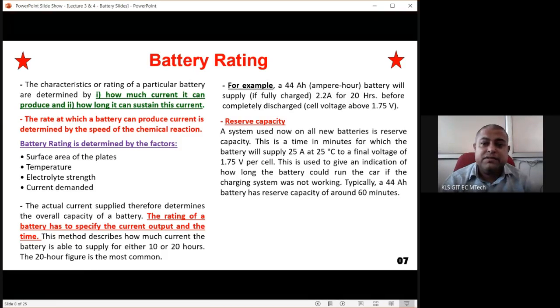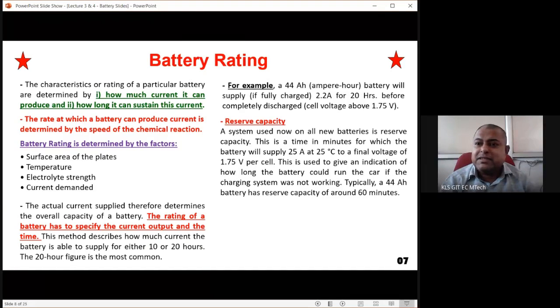Ampere hour is for 20 hours. After getting fully charged, that is each cell is charged up to 2 volt, the overall battery is charged to 12 volt, and it supplies 2.2 ampere for 20 hours. After that, each 2 volt cell is discharged to 1.75 volt. This is all about ampere hour.